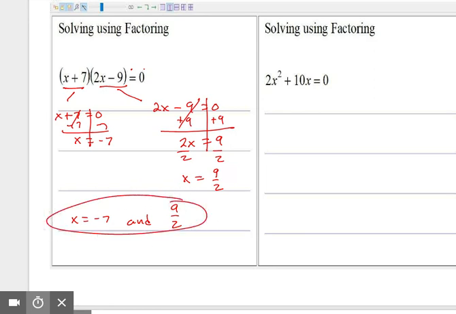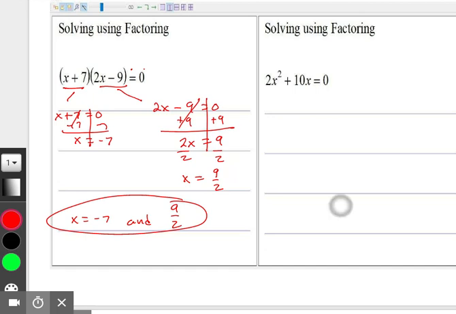Now, the second one, 2x squared plus 10x equals 0. For this particular one, I first need to make sure it's equal to 0. Okay, it is a quadratic. Okay, it's of degree 2. And it is already equal to 0. So I'm ready to factor. So let's go ahead and factor this. I'm going to kind of do that off to the side here.